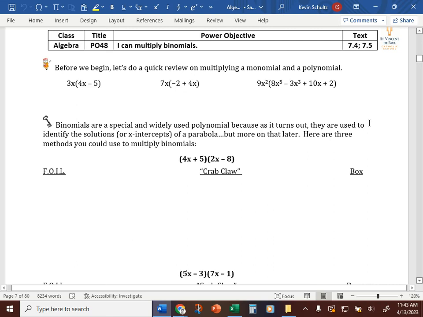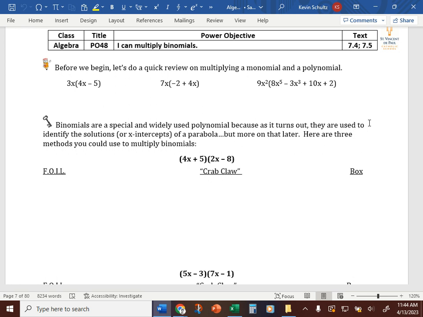Algebra, we are going over PO48, which is multiplying binomials. If you recall from our first couple objectives of the unit, a binomial is a two-term expression. So you'll see that all of these, when you get to the actual work part, have two sets of parentheses and two terms inside of each, okay?